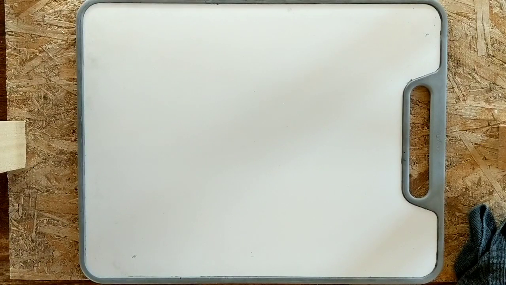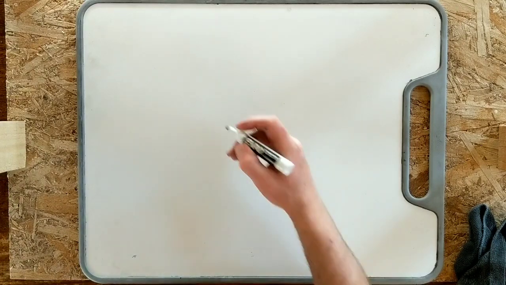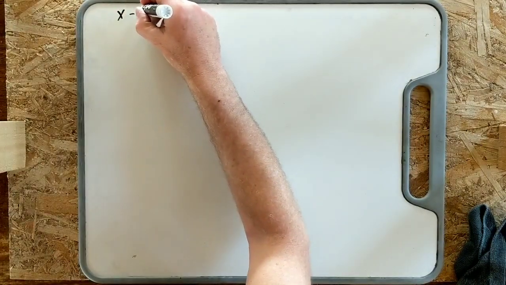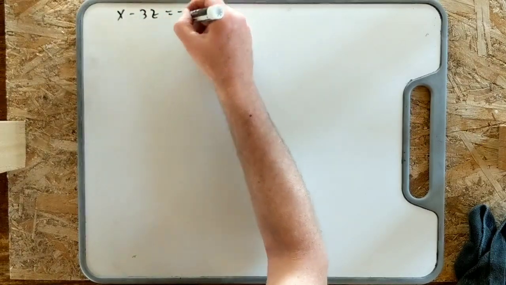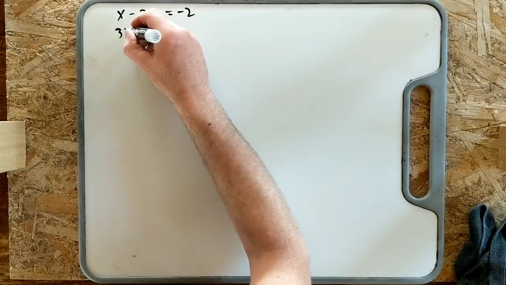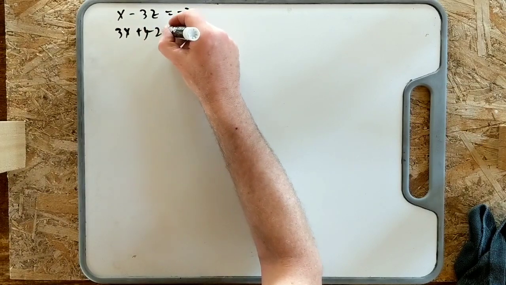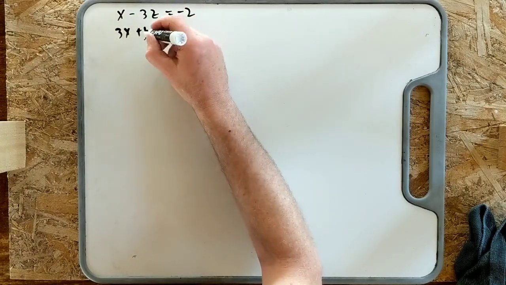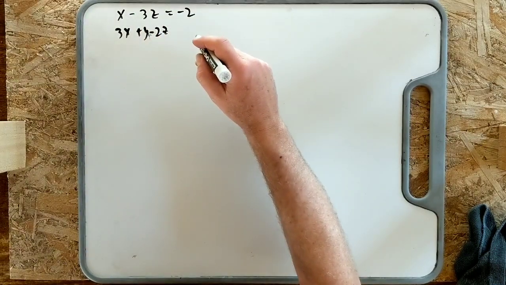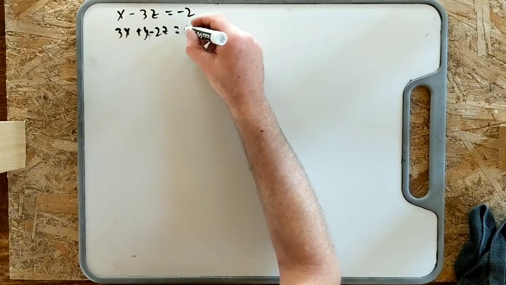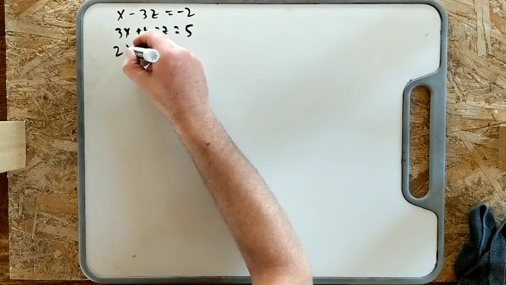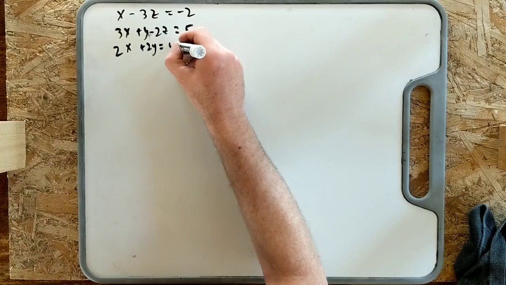Hopefully you got that one. We are going to do, and by the way, this is a little on the fly. I haven't done this one before, but let's just see if it works. I'm going to do this one: x minus 3z equals negative 2, 3x plus y minus 2z equals 5, and 2x plus 2y equals 4. Oops, that's a mess. This is on your notes, page 17 in the PowerPoint.